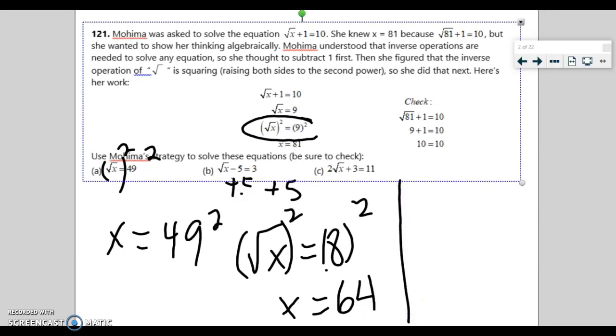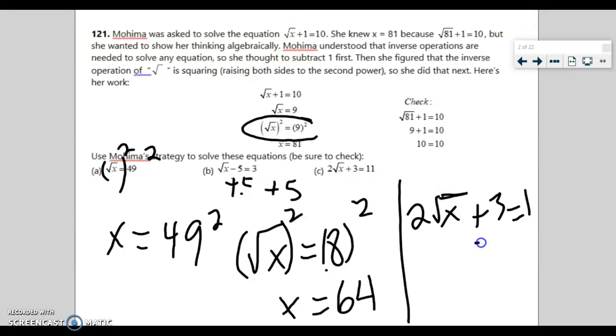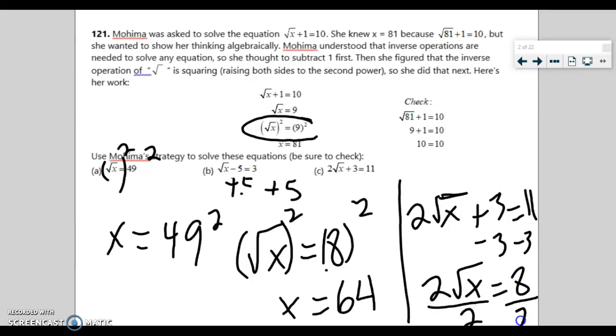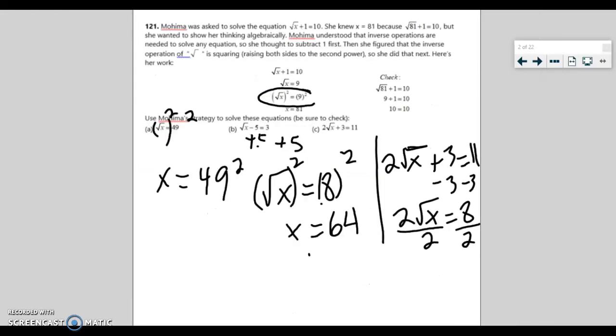Okay, this one's a little more complicated because there's a 2 in the front, but the same principle. So 2 radical x plus 3 equals 11. We're going to minus 3, and we're going to get 2 radical x equals 8. In order to get rid of this 2, we have to divide by 2. These 2's cancel out. Now I'm going to have radical x equaling 4.